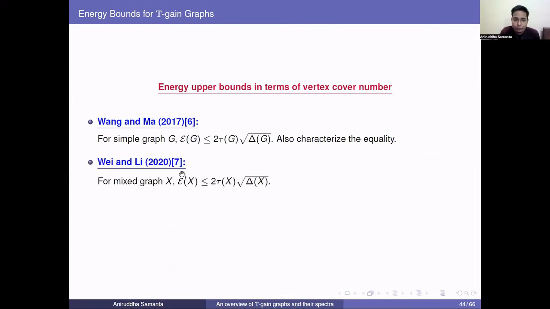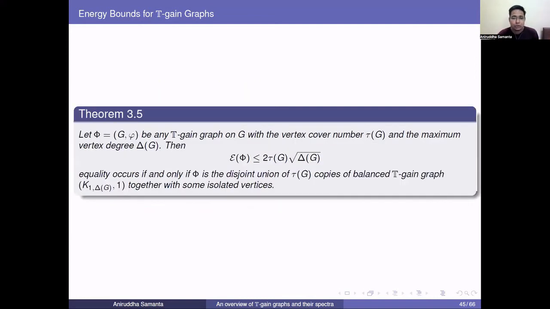Later, Wei and Li proved these results for mixed graph X, and he posed one open problem: characterize all mixed graph X for which equality occurs. So our next result is to prove the equality for a bigger class of graphs, T-gain graphs. So this is the result. The energy of a T-gain graph phi is less than or equal to this, and equality occurs if and only if phi is a disjoint union of tau G copies of balanced T-gain graph, together with some isolated vertices.